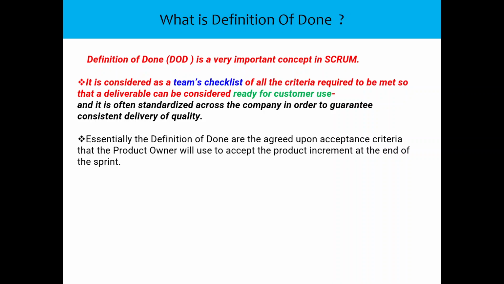Now, what is definition of done? I just told you a brief about acceptance criteria. Now, what is definition of done? Definition of done is a very important concept in Scrum. It is considered as a team's checklist of all the criteria required to be met so that a deliverable can be considered ready for customer use. What are the key things we are talking about here is, it's a team's checklist of all the criteria to be considered ready for customer use.